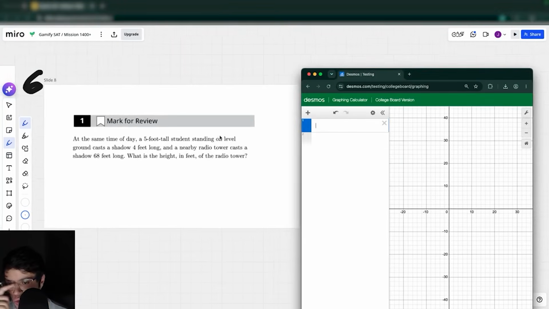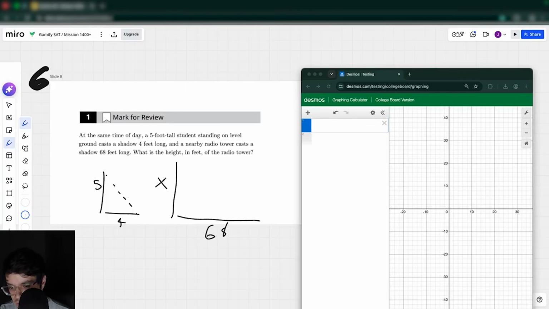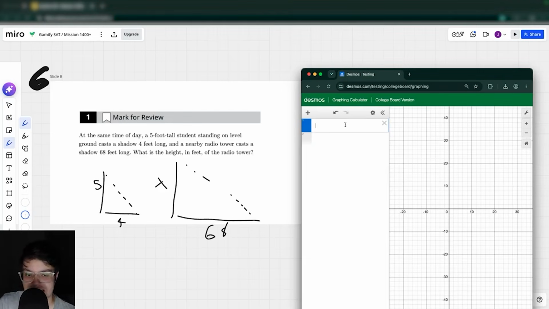One more quick example. So we have a 5-foot-tall student that casts a 4-foot shadow, so something like this. And I know it's not really a full triangle, but let's just pretend like it is. So just write an imaginary line there. And then we have another thing that casts a shadow that is 68 feet long, so a lot longer over here. And we're trying to see here, what is the height of that? So we could say x for that. Not exactly a triangle like I said before, but you could just use the exact same stuff here. So 5 divided by 4 would be equal to x divided by 68. Therefore, the tower must be 85 high.